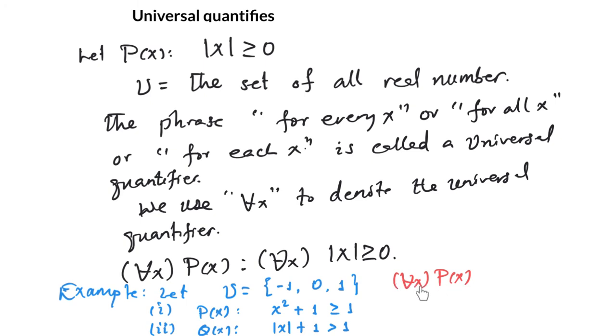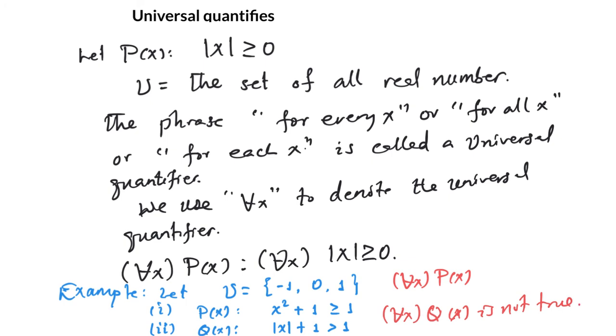Therefore, as far as p of x holds for all x, we can say this statement is true. When it comes to q of x, which is absolute value of x plus 1 greater than 1: for this particular case, if I choose negative 1, its absolute value is 1. 1 plus 1 is greater than 1. That is true. If I choose 1, again I will get that statement true. But 0 plus 1 is not greater than 1. Hence, for all x, q of x is not true.